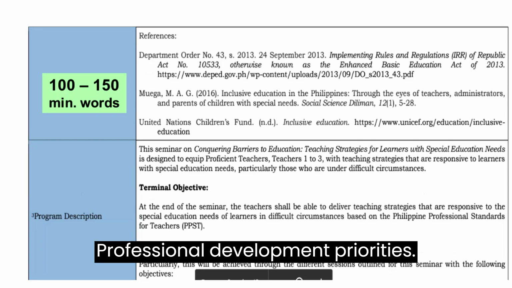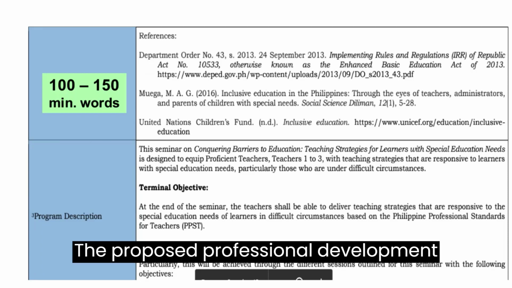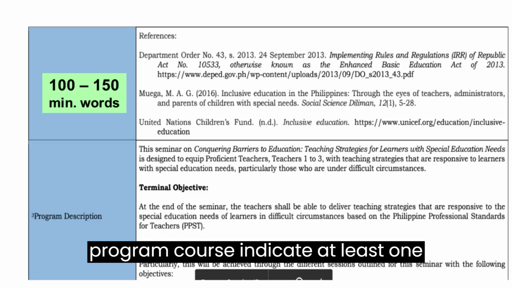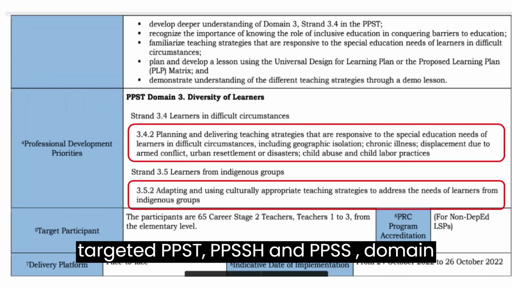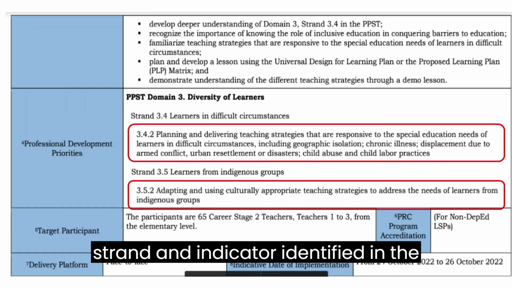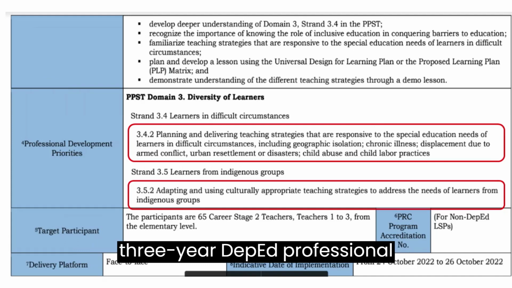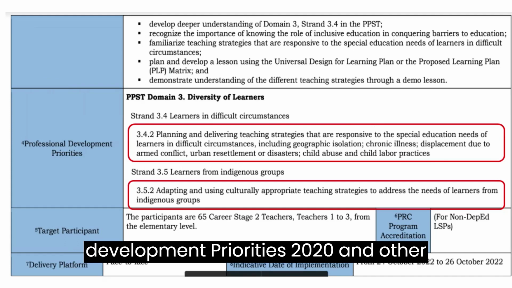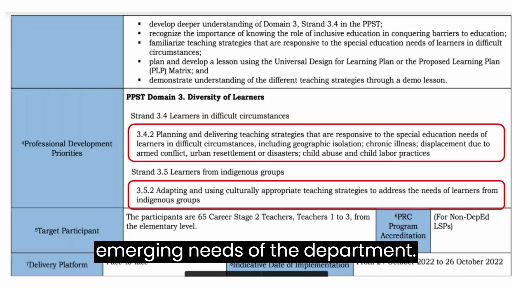Professional development priorities. The proposed professional development program course indicates at least one targeted PPST domain, strand, and indicator identified in the three-year DepEd professional development priorities 2020 and other emerging needs of the department.